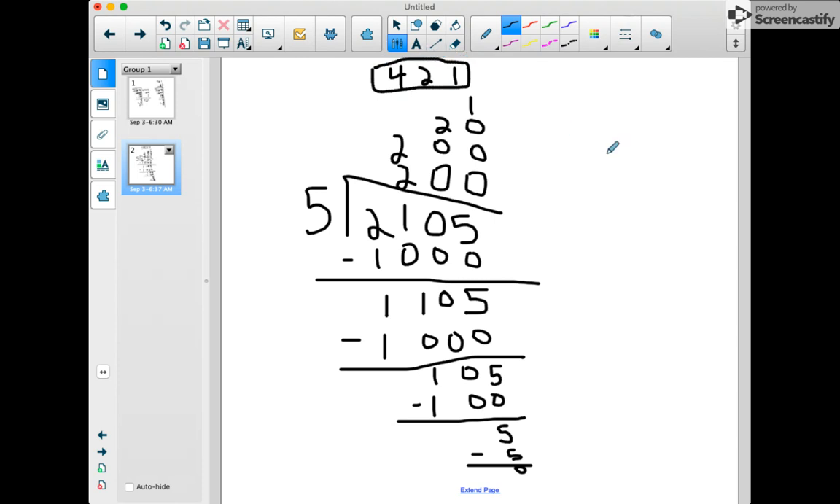And if I wanted to check my work, I would say 421, so my quotient, my answer, times 5 to make sure that 5 groups of 421 would actually give me 2,105. So 5 times 1 is 5. 5 times 2 is 10. So put down my 0 and bring up my 1. And 5 times 4 is 20 plus that 1 would be 2,105. So then I know I got it right.